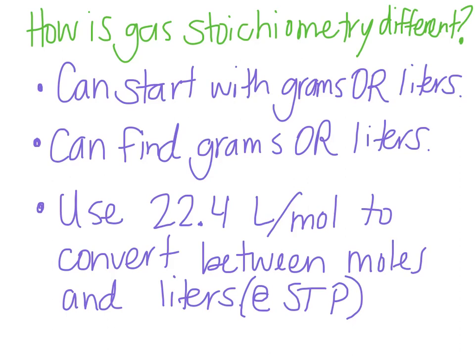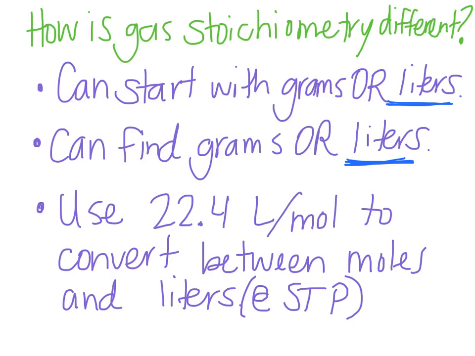You guys have done a lot of stoichiometry in the past, and when you did that stoichiometry, you usually started with either grams or moles, and you found either grams or moles. But with gases, we do not use grams to measure gases because they have a very low density. We use liters to measure their volume. And so one thing that's going to be different with gas stoichiometry is you're either going to start with grams or liters, and you can find grams or liters. So that's the new thing, is that liters can be found when the reaction involves gases.